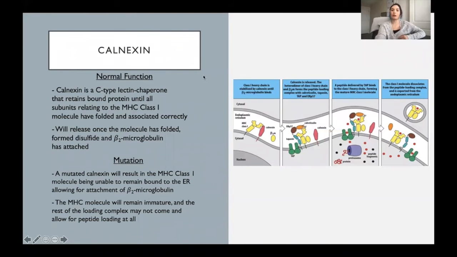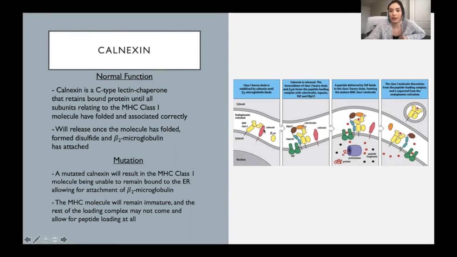So here we're going to be talking about calnexin, its normal function, and what would happen if it were to have a mutation. So calnexin is a C-type lectin chaperone that retains the bound protein until all subunits relating to the MHC class 1 molecule have folded and associated correctly. Calnexin will release once the molecule has folded, formed disulfide bonds, and the beta 2 microglobulin has attached.